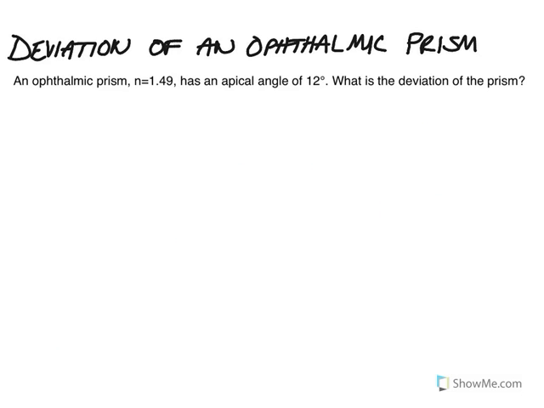So for example, if we want to know the deviation of an ophthalmic prism that has index 1.49 and an apical angle of 12 degrees, well, when you first think deviation, you might say, oh, it's equal to theta 1 plus theta 2 prime minus gamma. So we're missing information. We need to know the incident angle, at least, so that we can figure out the emergent angle and calculate the deviation.